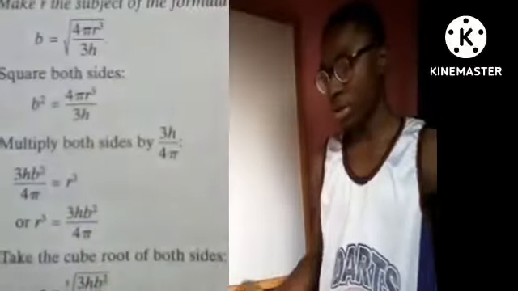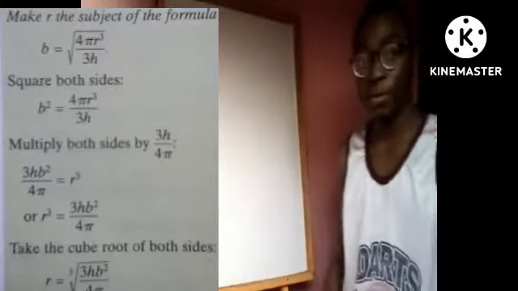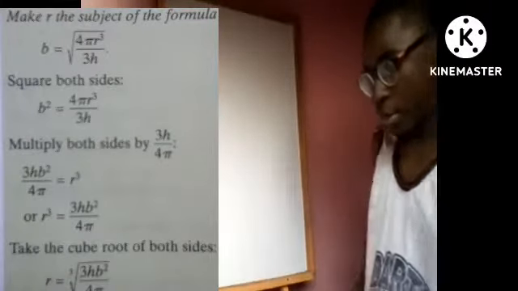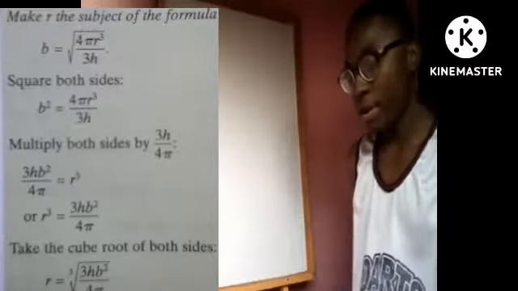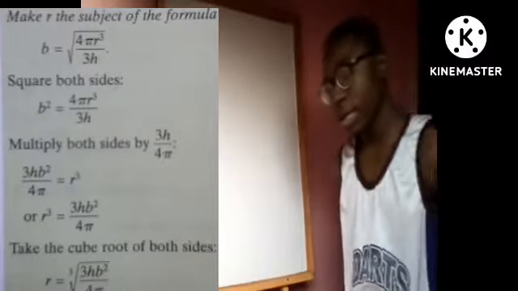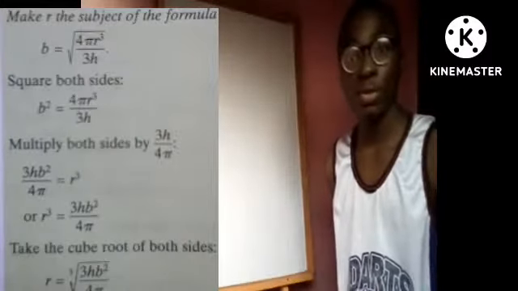Today, our practice exercises will be based on equations and inequalities. So, as starters, let's start from example 5 on equation. Here we are asked to make R the subject of the formula. The formula is B equals the square root of 4 pi R cubed divided by 3H. In this case, the first step to take is to square both sides.